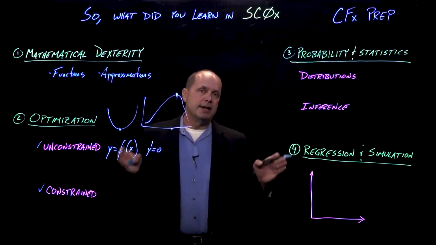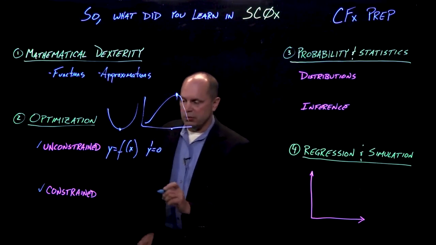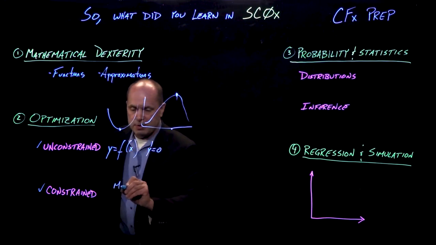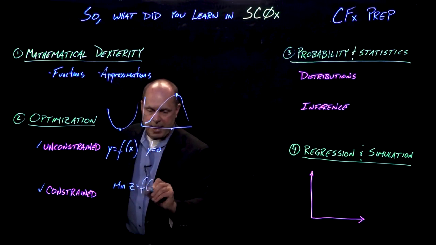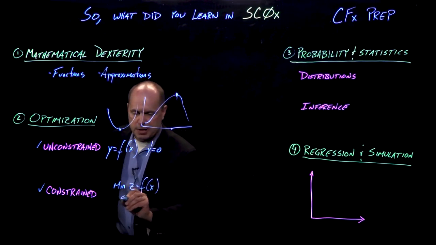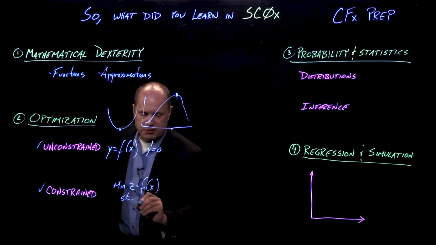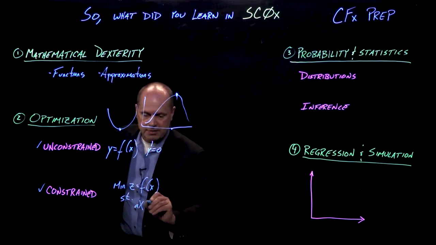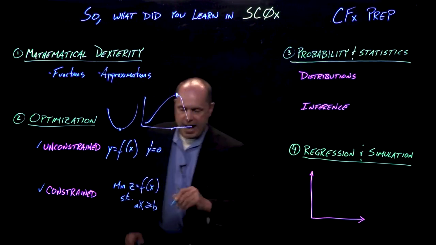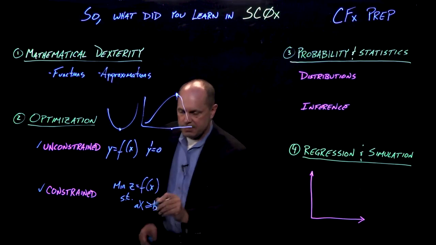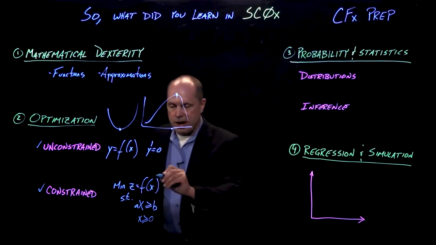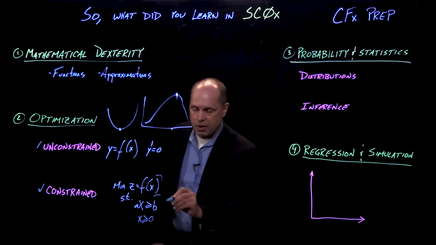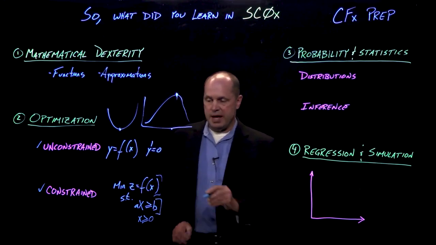So we started with unconstrained, and then we moved quickly into constrained optimization, and we spent a lot of time later in SC2x using these tools. And so this is where you have some objective function, z equals f(x), some function, and it's always subject to a series of constraints. And so some kind of constraints, where a and b are constants, and your x is greater than or equal to 0.